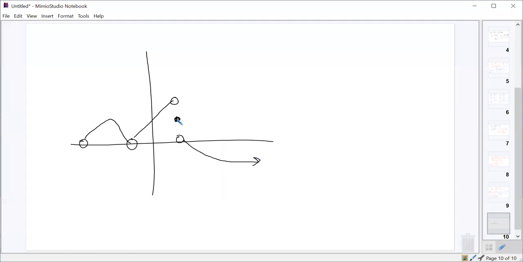Let's put a point right there. Let's call this 1. Let's call this 2. We'll call this 1. Call that negative 1. We'll call that negative 2. Sound good to everybody?